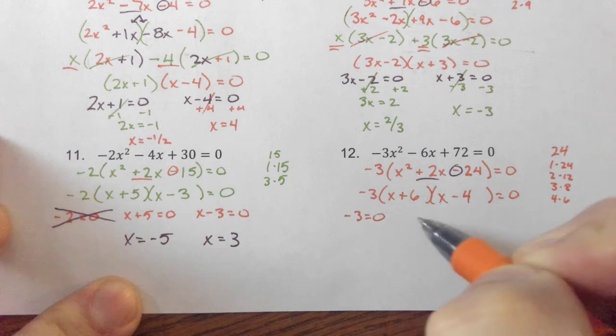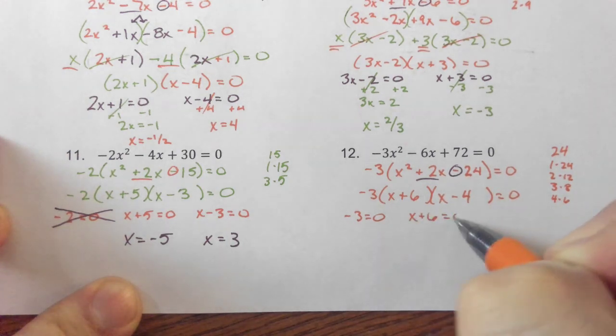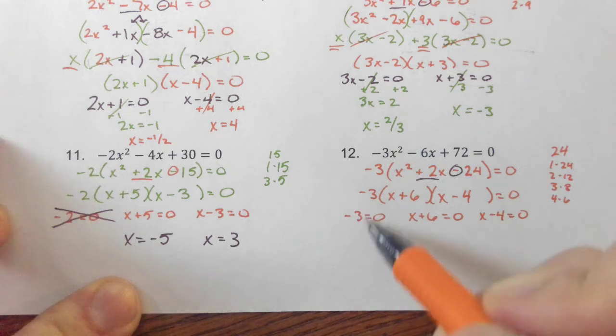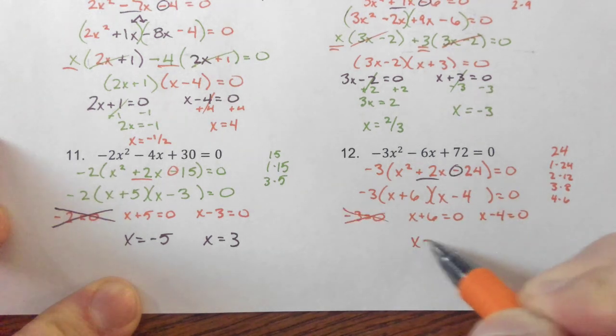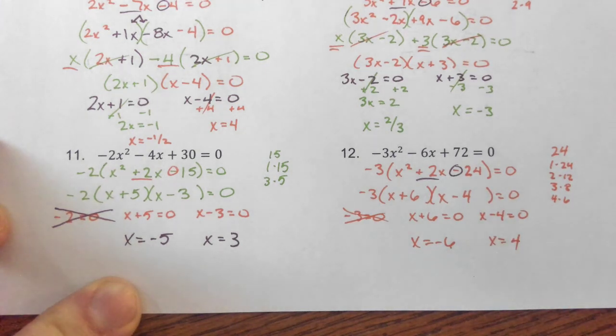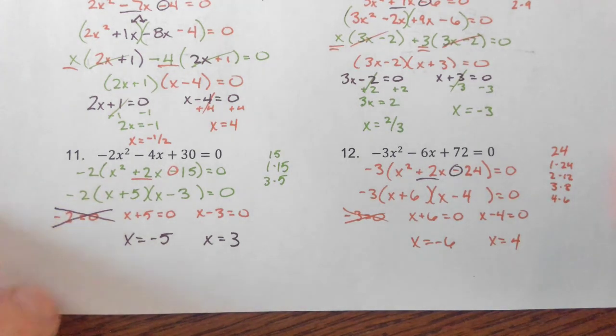Again, take each factor and individually set them equal to 0. If -3 equals 0, that's not true. We reject that one. X would equal -6 there, and x would equal +4 there. And there are your solutions. So really today is just kind of a review of the ways that we factored before, and then just take each factor and individually set them equal to 0.